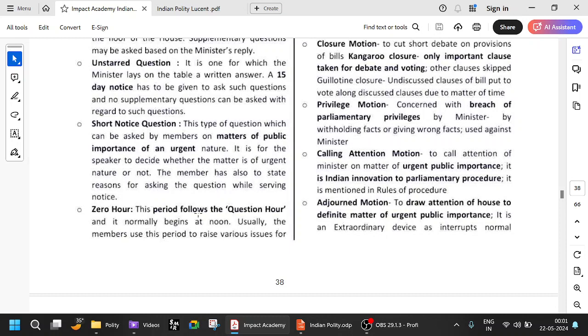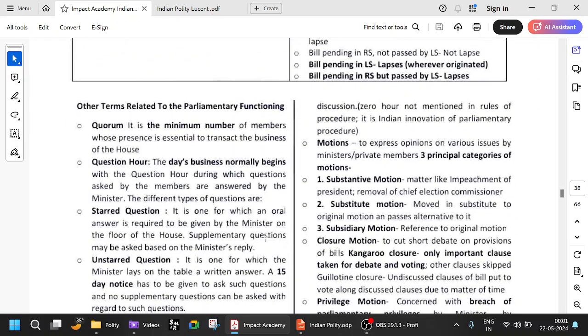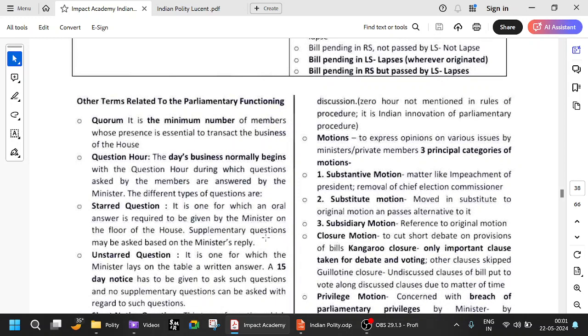So the zero hour period follows the question hour. Every day in the beginning there is going to be a question hour where the starred questions, unstarred questions, all these questions will be asked, and immediately it is followed by the zero hour. So it normally begins at noon. Okay, usually the members use this period to raise various issues for discussion, because in the question hour you can only ask starred questions, unstarred questions. In zero hour you can ask anything.